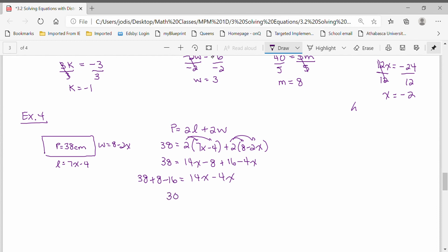Okay, so what did I just say this was? 30. Yes. And then 14 minus 4 is 10. So then divide both sides by 10 to get that x on its own. Isolate for our variable. 30 divided by 10, x equals 3.